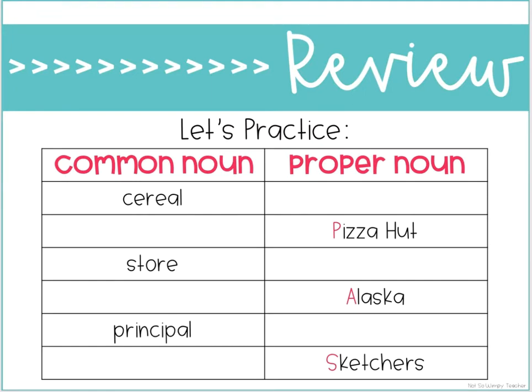So here's a review that I want you to fill out. We did this during our lessons earlier in the year. So on the left column is a common noun, and I want you to give a proper noun for that common noun. For example, a cereal could be Fruit Loops. Okay, so go ahead and pause the video and jot down your answers. Once you are ready to move on, click play.